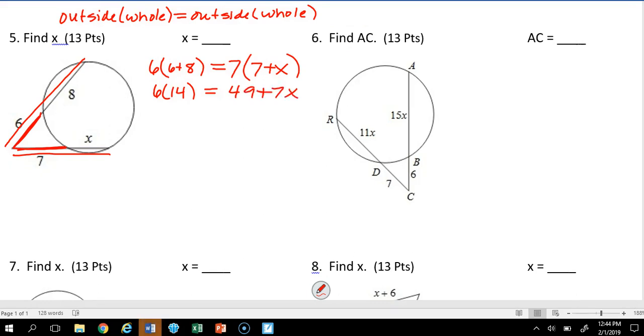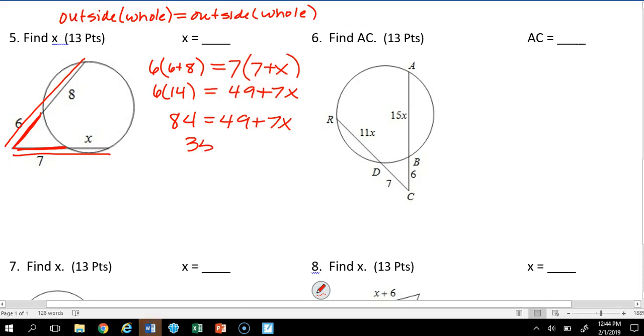6 times 14 is 84. Equals 49 plus 7x. Going to subtract the 49 from both sides. That gives us 35 equals 7x. So here again, x is equal to 5.